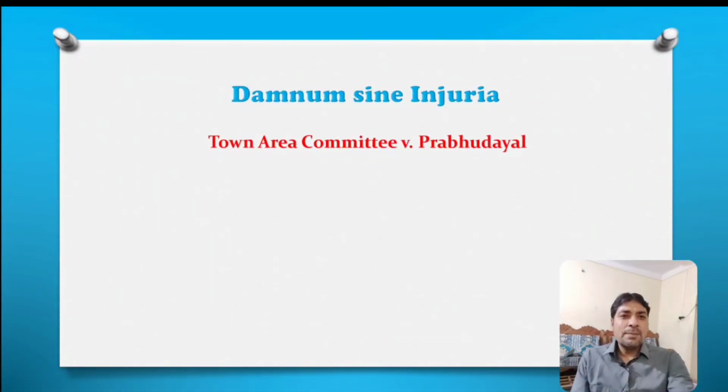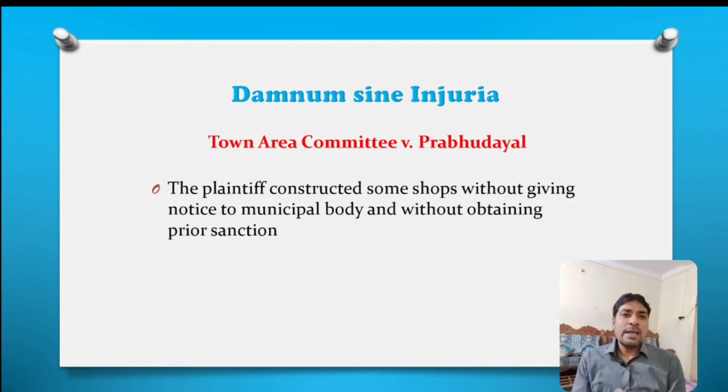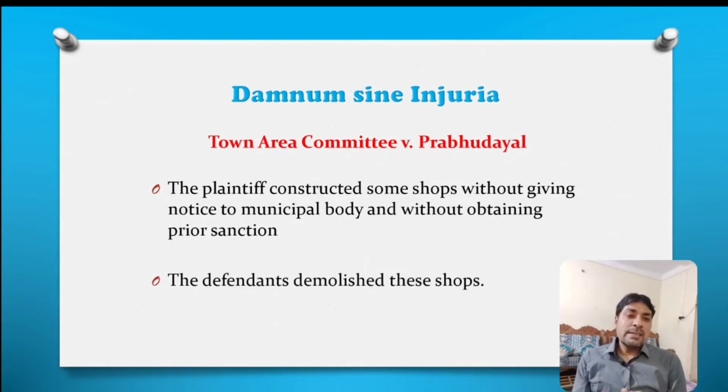Another case, Town Area Committee versus Purbudal. In this particular case, the plaintiff constructed some shops without giving notice to the municipal body and without obtaining prior sanction. So the defendant demolished these shops. It means the Town Area Committee demolished the shops of the plaintiff. So the plaintiff constructed some shops without giving prior notice to the municipal body, and he had not obtained a prior sanction from the municipal body. Consequently the municipality demolished these shops.